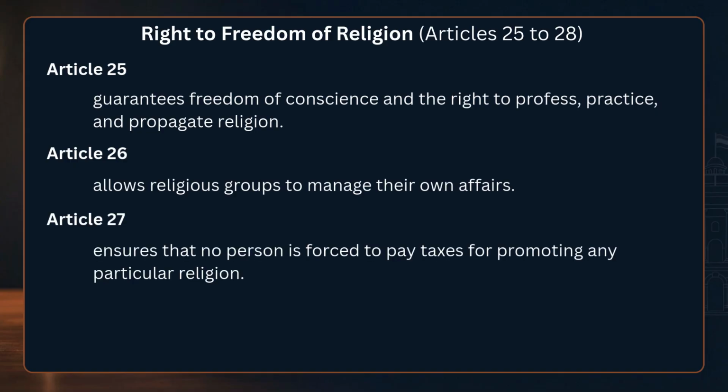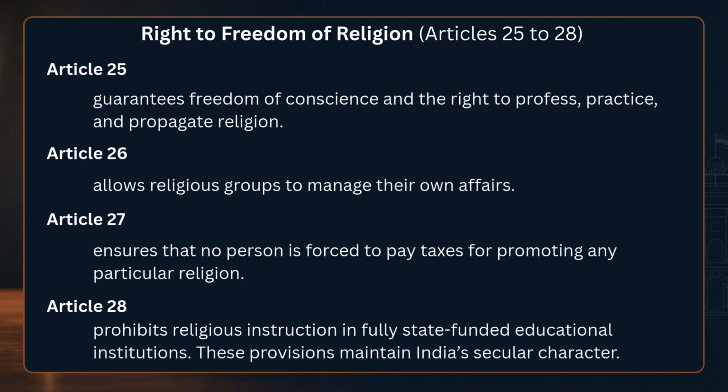Article 27 ensures that no person is forced to pay taxes for promoting any particular religion. Article 28 prohibits religious instruction in fully state-funded educational institutions. These provisions maintain India's secular character.